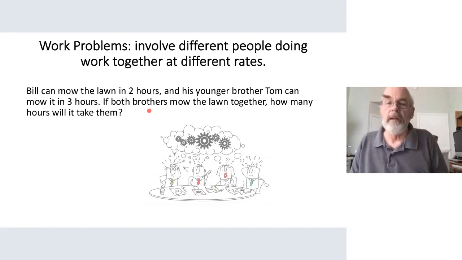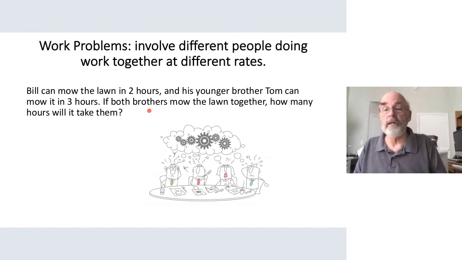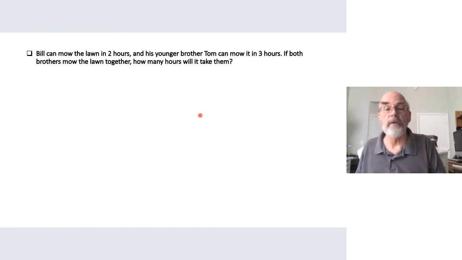And this is a work problem. An example of that might be Bill can mow the lawn in 2 hours. Younger brother Tom can mow it in 3 hours. Both brothers mow the lawn together. How many hours will it take? And we could take a look at how to do that one too, if we wanted to.